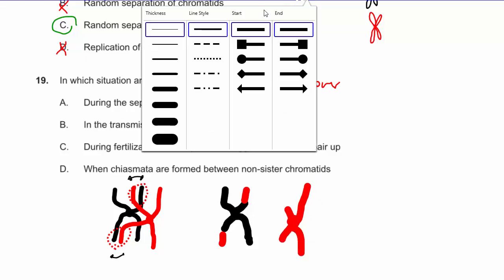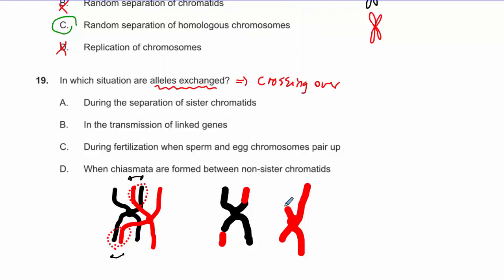And then the missing parts would of course come from the black one. So we see that we exchanged here and we exchanged here. So D is correct. And these are called chiasmata.